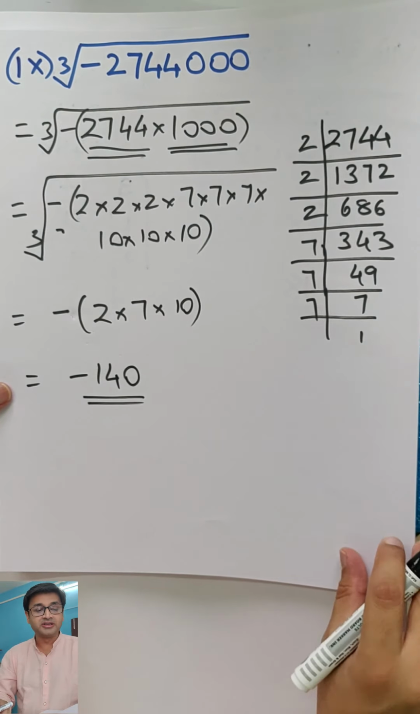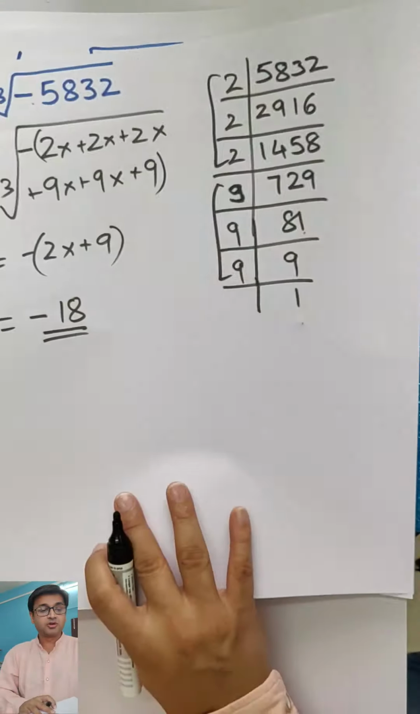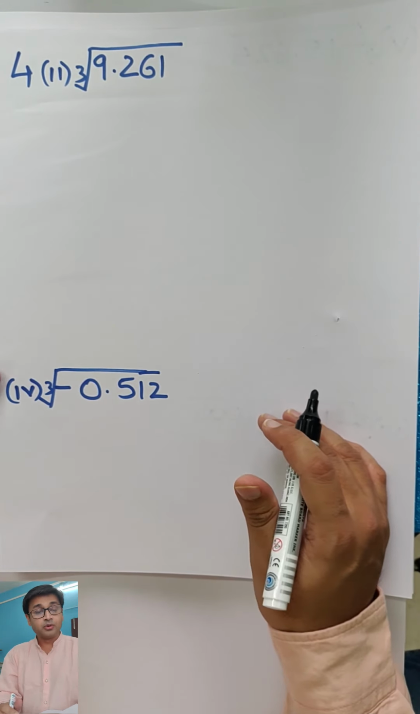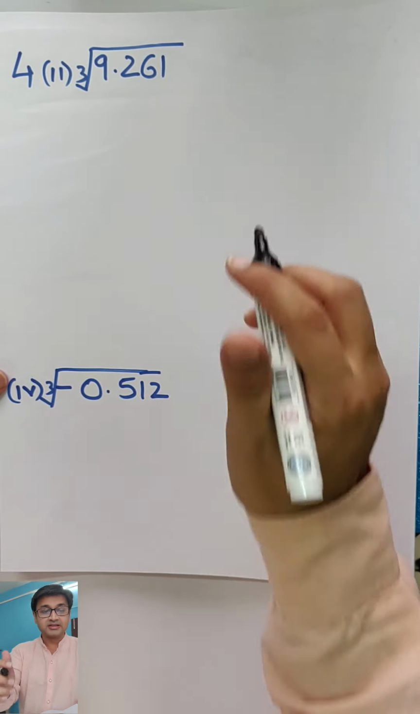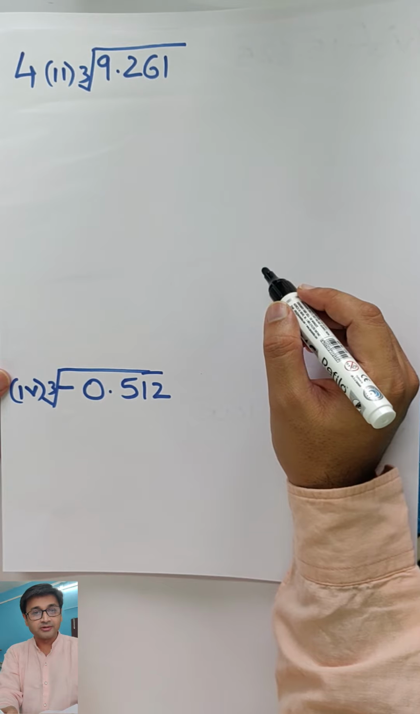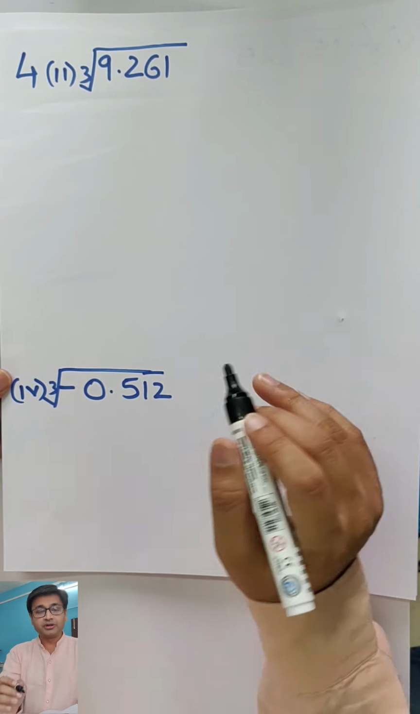Brilliant. You all are doing amazing work. I'm really impressed. Let's go with the next one. Sum number 4 part 2. This time decimals now with negatives both together. So let's hit decimals. 9.261. Do you remember vaguely what is the cube root of 9261? 21. Yeah, but you need to find the factors.